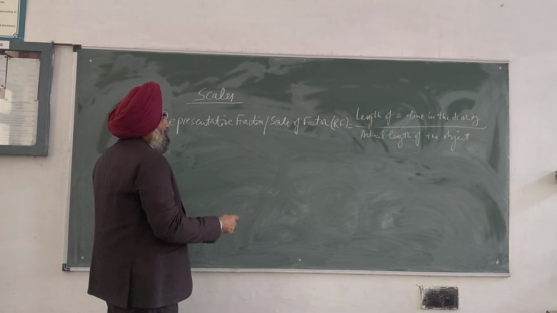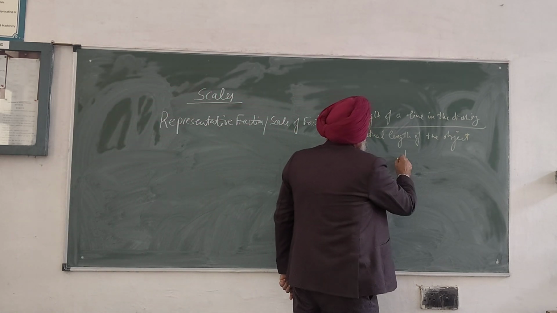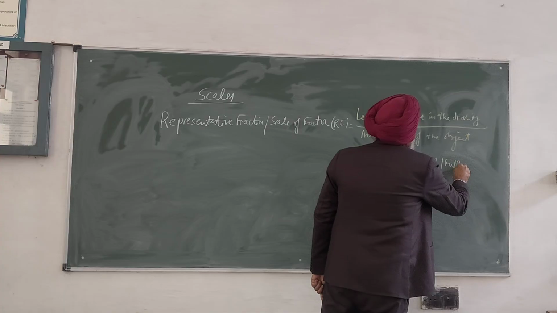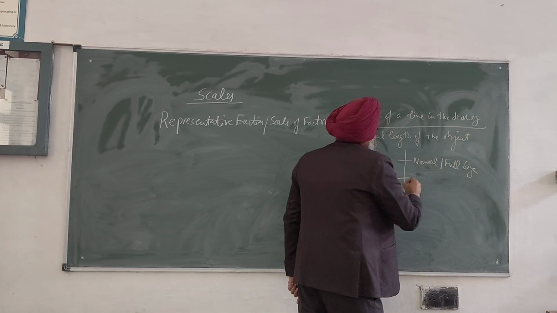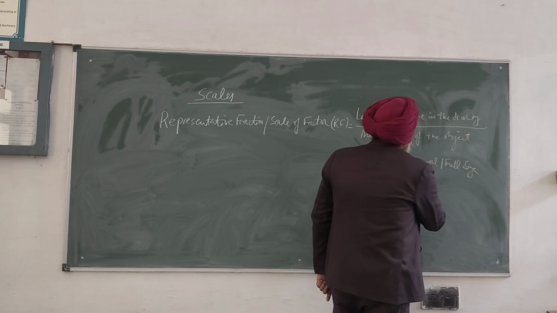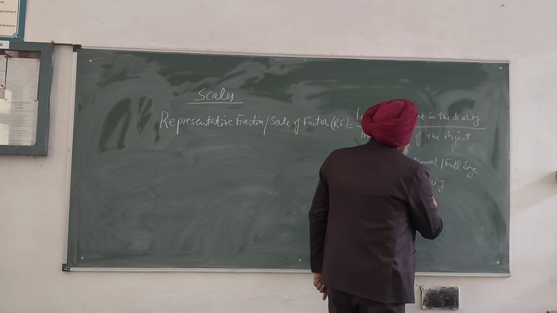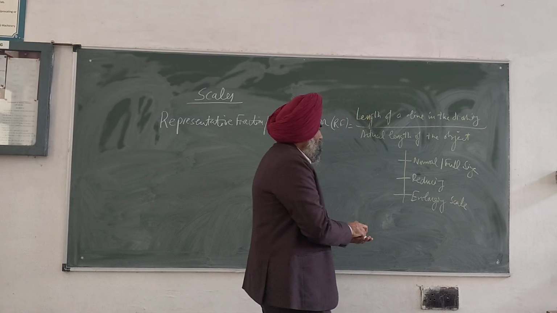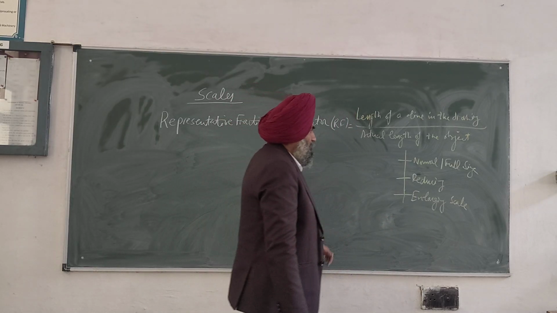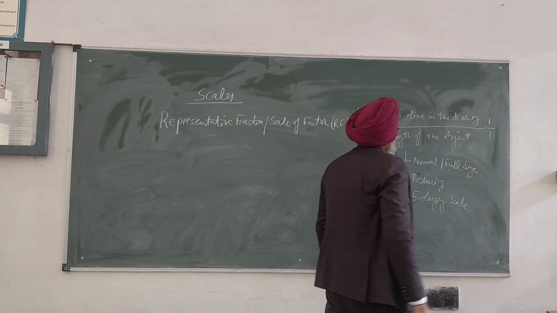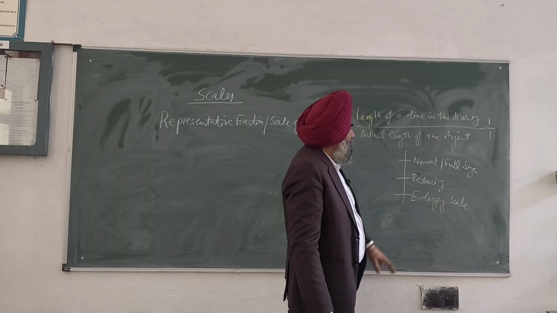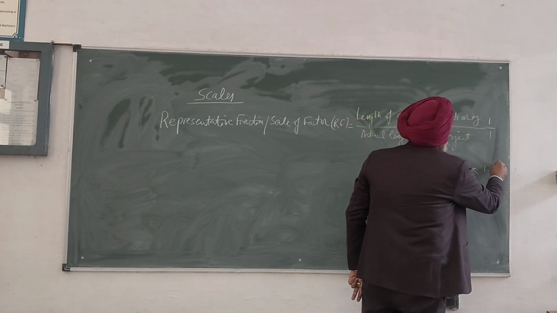On the basis of this, one is known as the normal or full size scale, the second is known as the reducing scale, and the third is known as the enlarging scale. If the ratio is 1:1, what does it indicate? That actual length of the object is 1 and length of a line in the drawing is 1. This represents full size or normal scale.